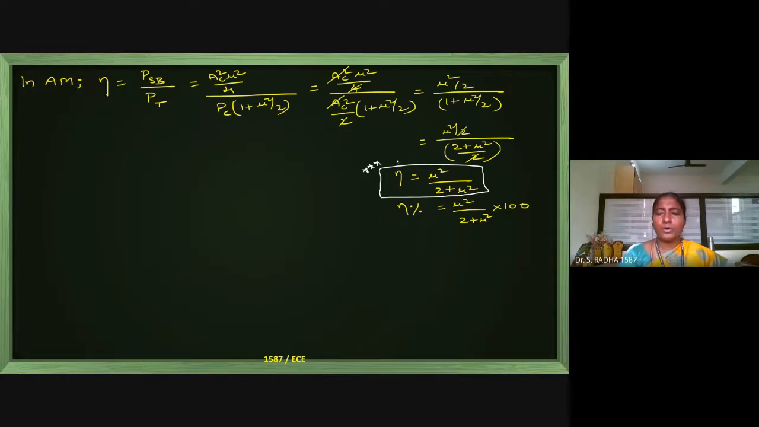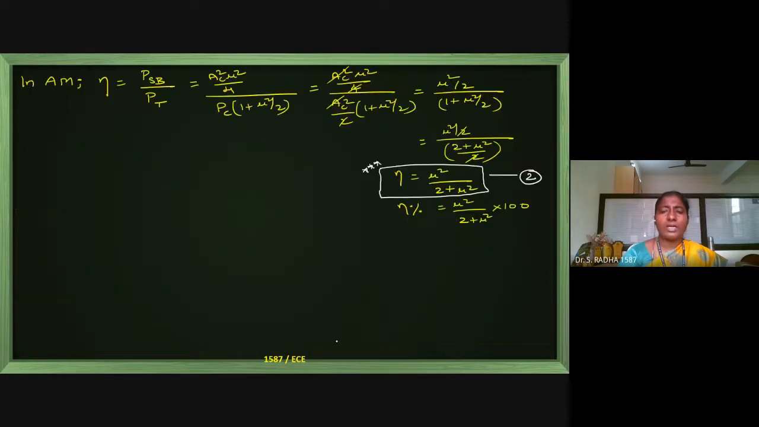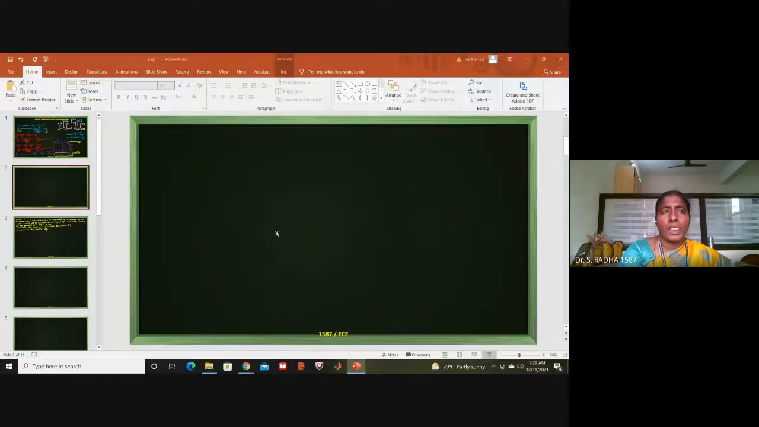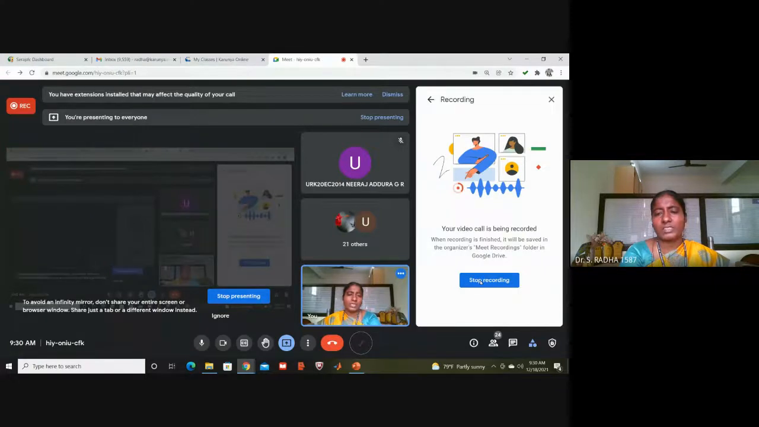Okay. So whatever important I am telling you, I will make this as equation 2. We have seen equation for carrier power, total power, equation 1A. And we have seen equation for efficiency also. Okay. So now what I will do, I told the value of mu can be 0 to 1, maximum possible. In most of the cases used, modulation index value will be 0 to 1.